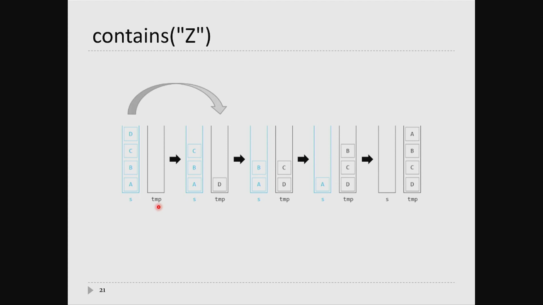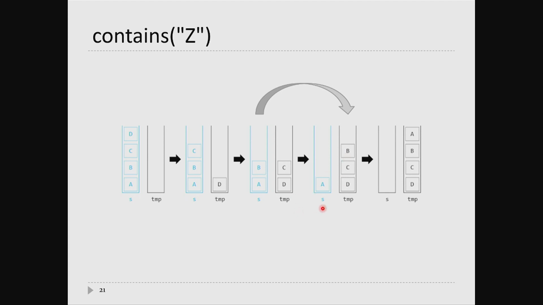So I'm looking for the Z. I'm going to pop the D, the top element, and check: is that equal to Z? The answer is no, so it goes into the temporary stack. S still has some elements in it, so I'm going to pop that stack. Is the C equal to Z? The answer is no, so I'm going to push it onto temp. S still has some elements in it, so I pop again. Is the B equal to Z? The answer is no, so it goes into temp.